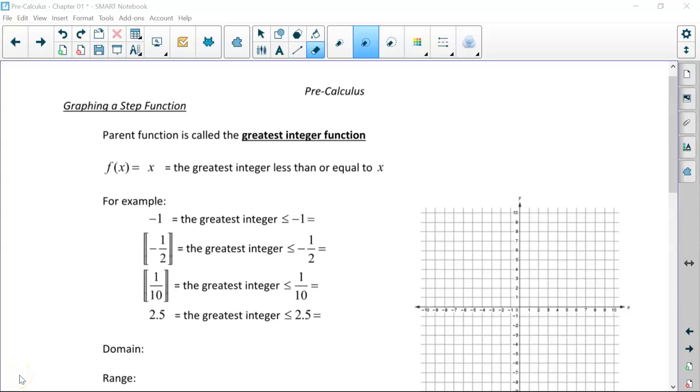Welcome to part 3 of section 1.6. We're going to be talking about step functions today. Now, a step function is also called a greatest integer function.